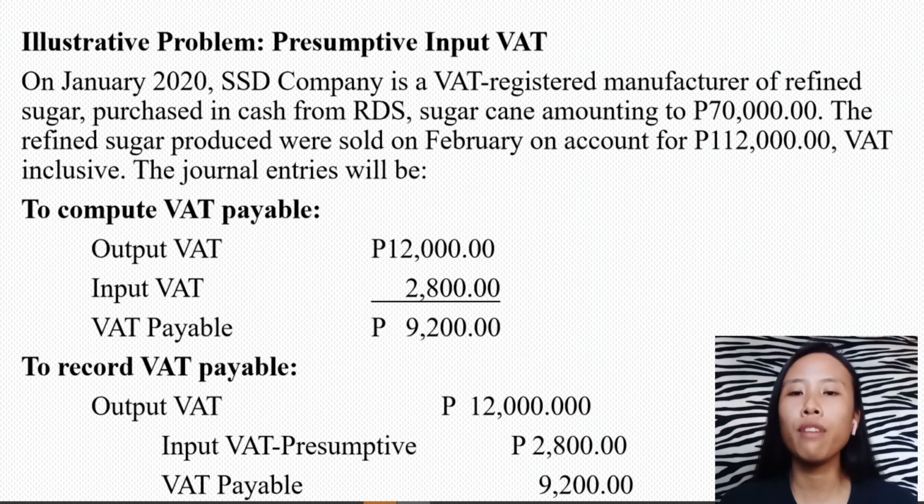To compute VAT payable again, we will be comparing output VAT with input VAT, which is presumptive. Our VAT payable is 9,200. And then to record VAT payable, we debit output VAT 12,000, and then input VAT, which is presumptive, is credited 2,800. So our VAT payable of 9,200 is also credited.